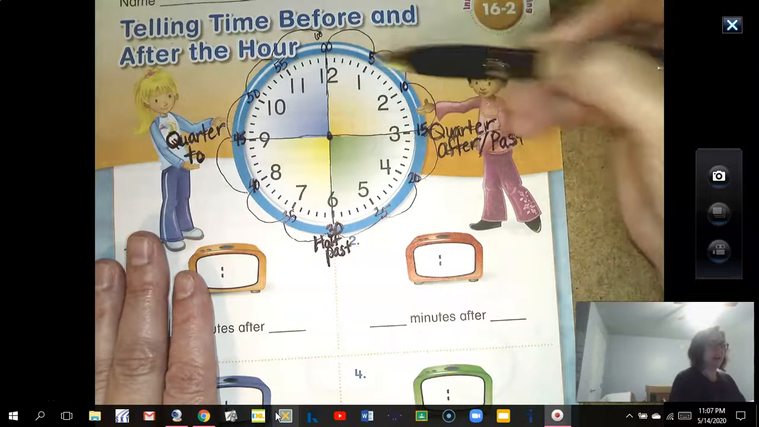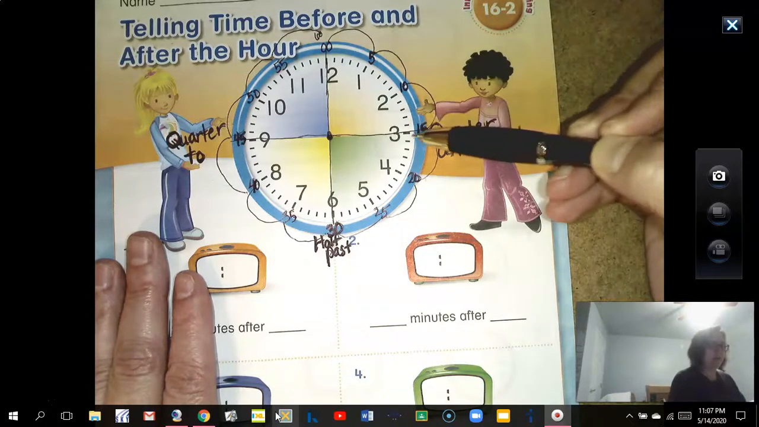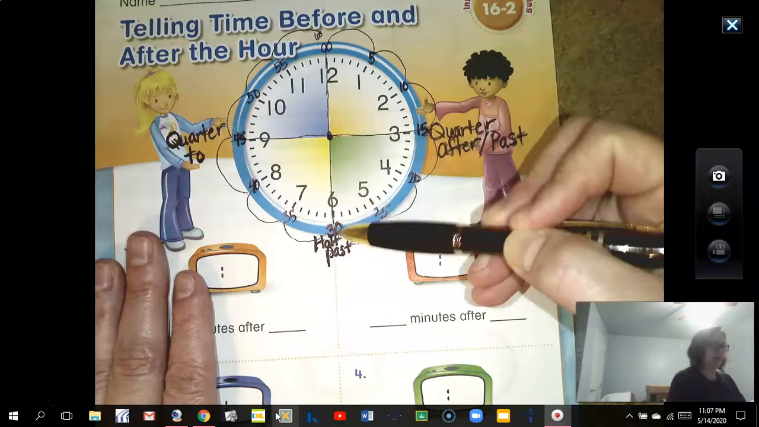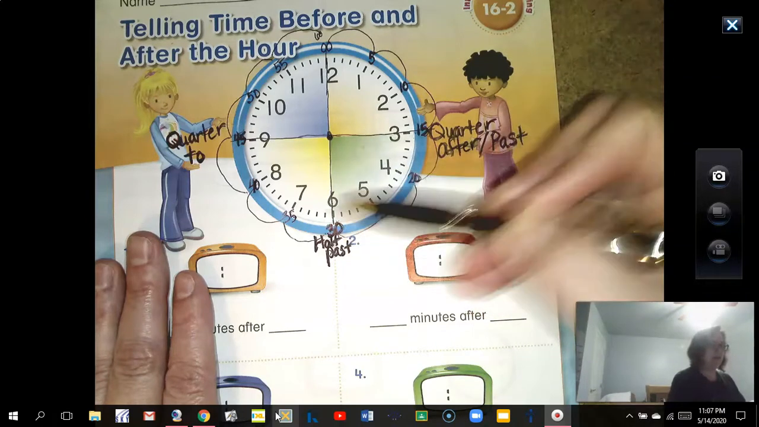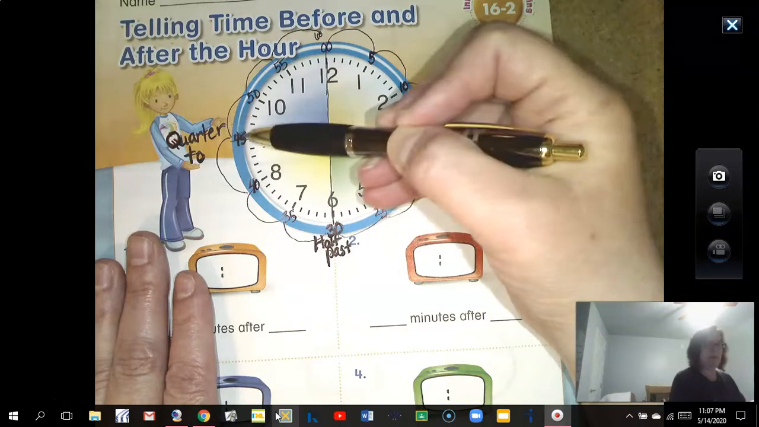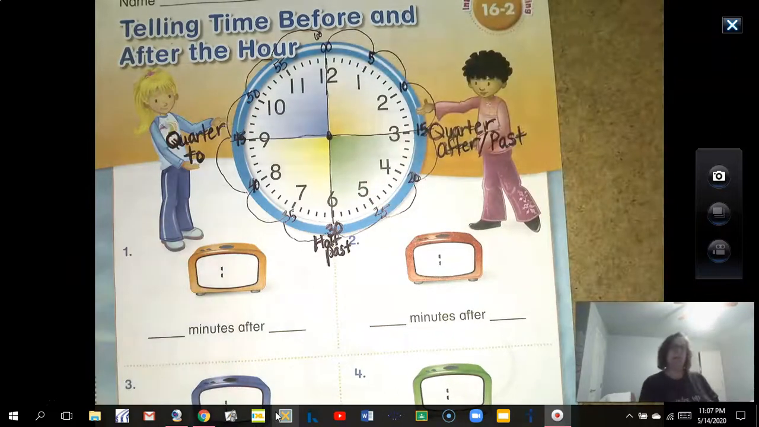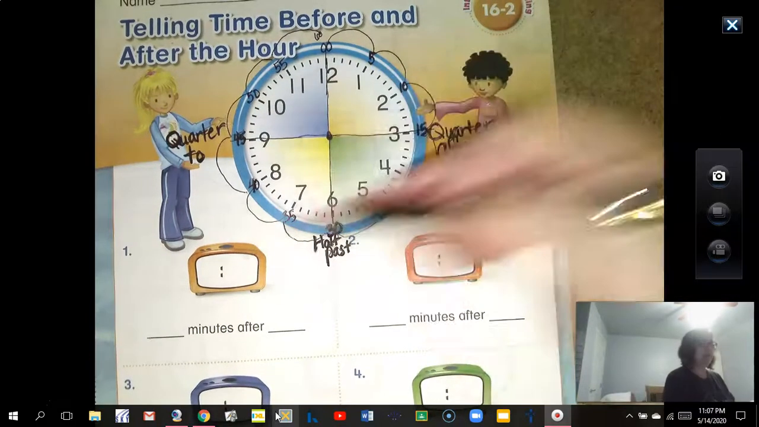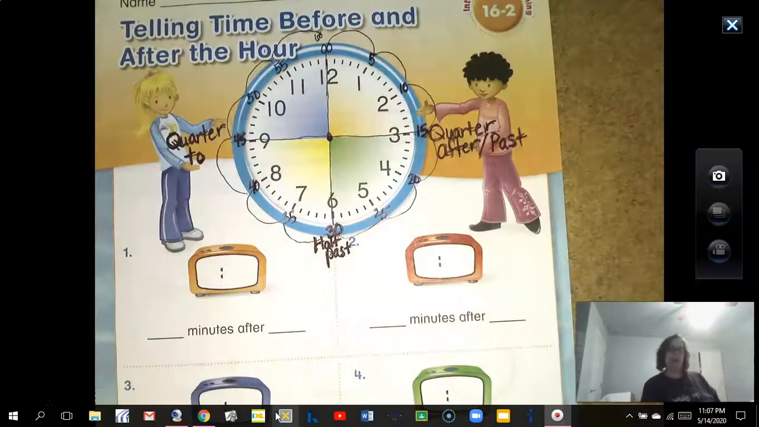This is 5, 10, 15 for that quarter. This is 5, 10, 15. So 15 and 15, we get to 30. So that's 15 minutes for this quarter. 5, 10, 15. 15 more minutes gets us to 45 minutes. 5, 10, 15 will get us to 60. So it's 15 minutes per each quarter to make up the whole clock, the 1 hour.